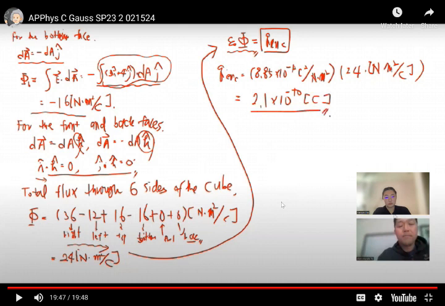Okay, do you have any question about this problem and solutions? I think it's pretty straightforward. You just need to integrate the surface with the electric field over the Gaussian surface.